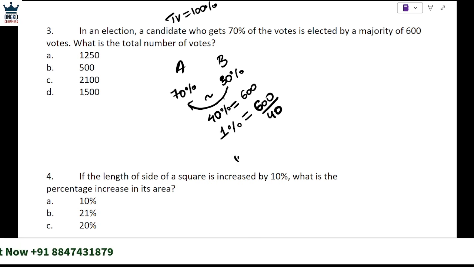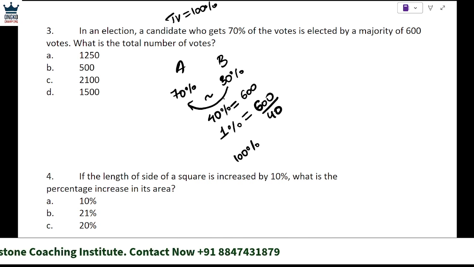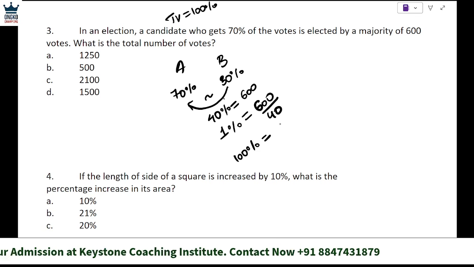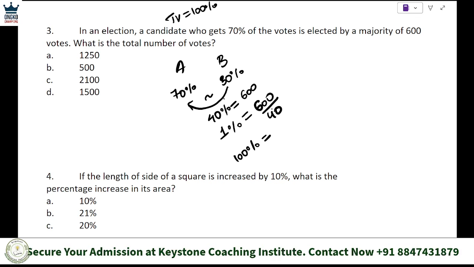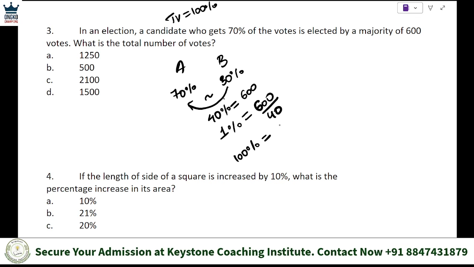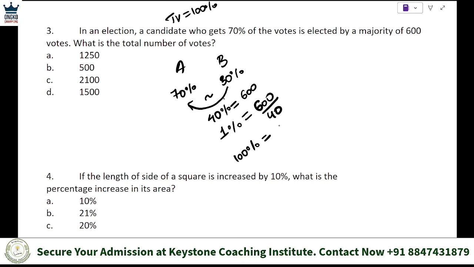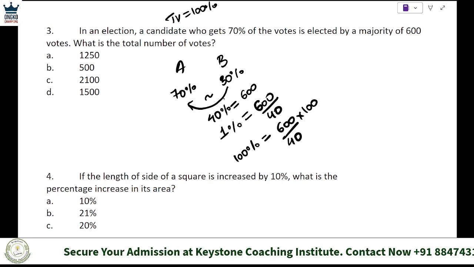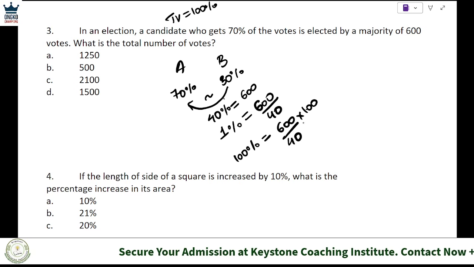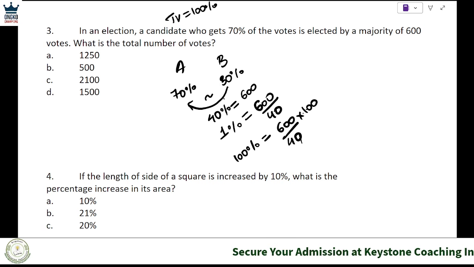Now we need 100%, right? So 100%. So 1% is 600 by 40. We can cancel it right away also. No worries. Anyway, we just keep it this way. So 1% by 40. So 1 into anything is anything. So 1 into 100%, or 1% into 100 will give us 100%. So we can cancel this one and this for 25 times.